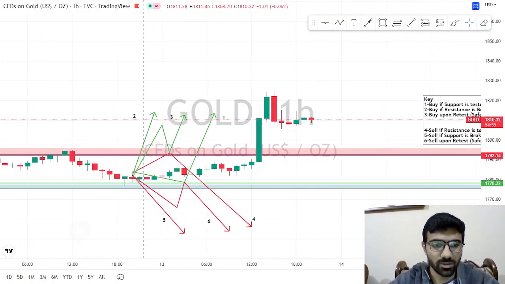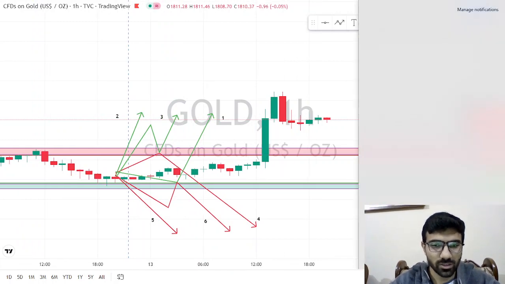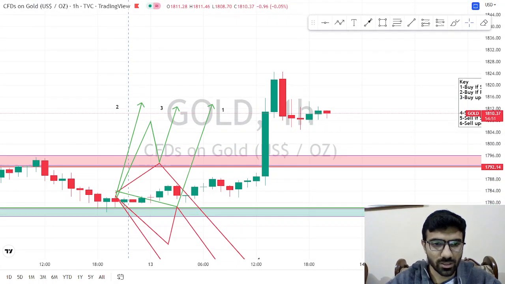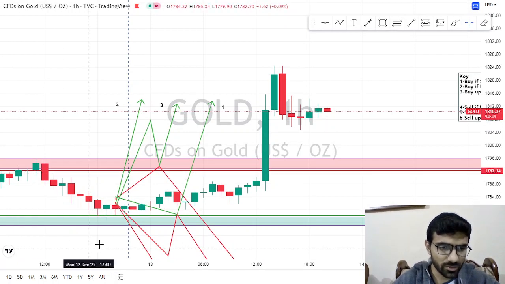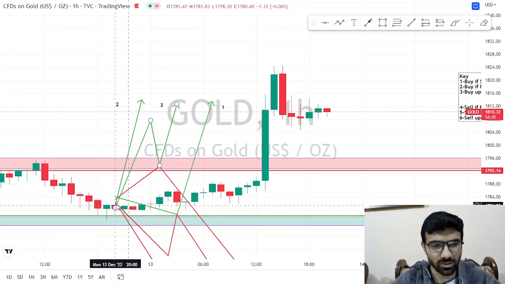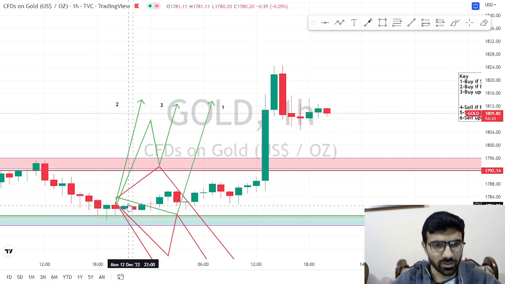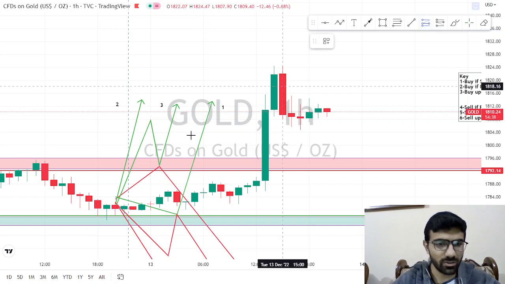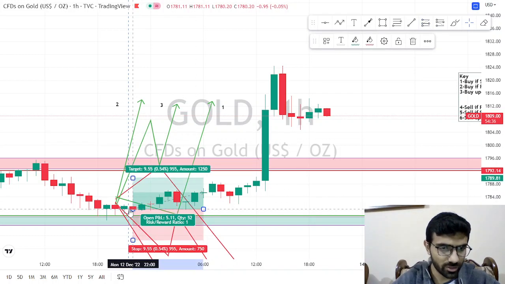Okay, so now let me zoom in a little bit for you guys so you can have a better understanding. As you can see, when market was trending over here, market tested our area of support, and once market gave us a green candle over here, then we could take a positive entry, a good entry over here.